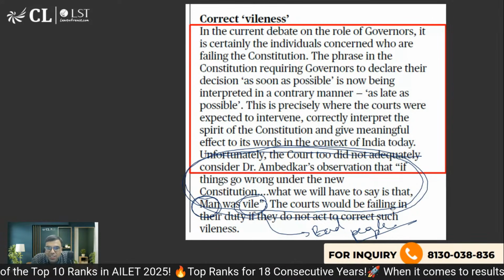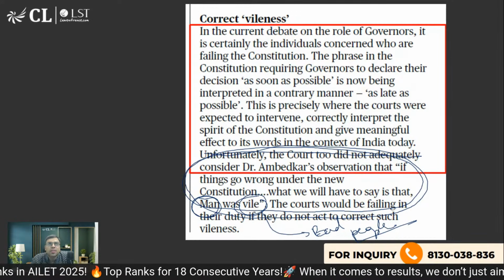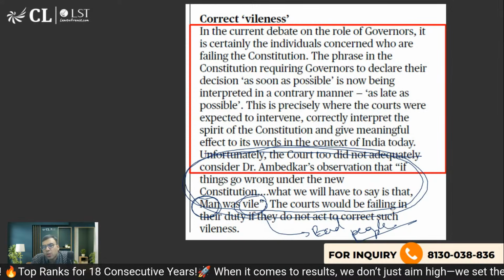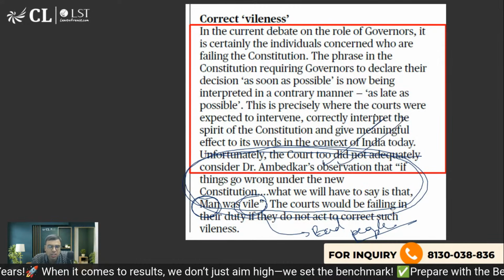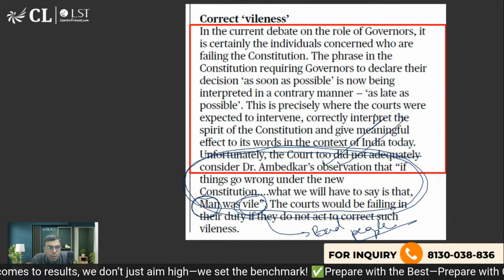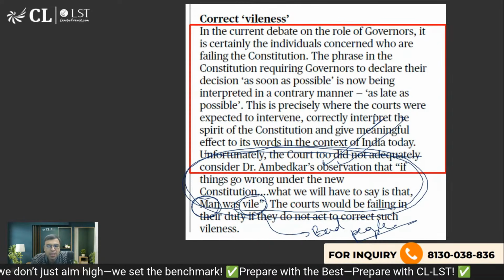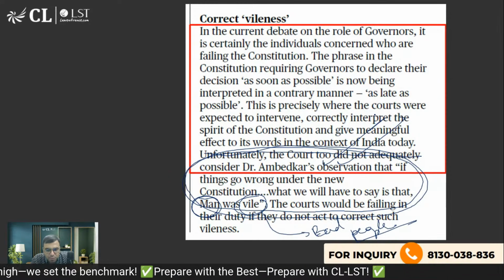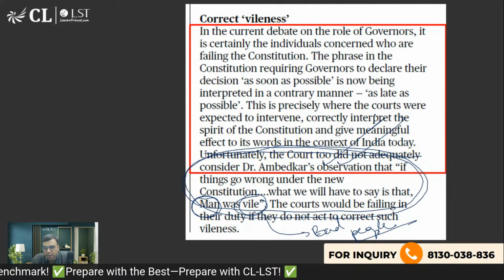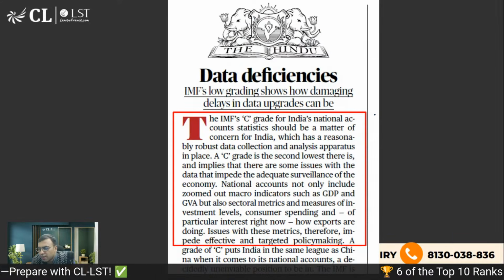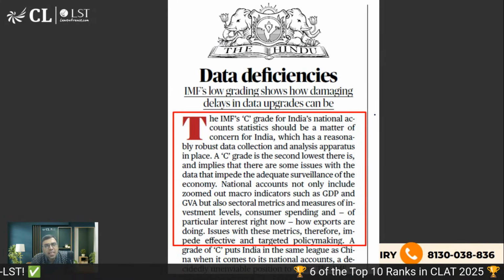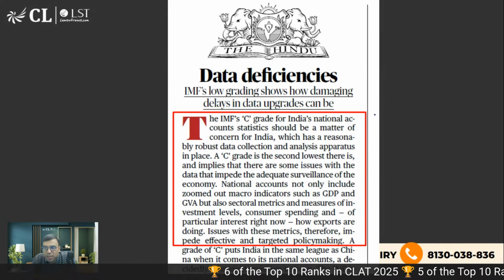We have seen a separate passage in CLAT, I think 2022 or 2023, as far as I remember. They gave a passage in detail about Dr. Ambedkar's speech in the Constituent Assembly on this thing. I'm sure you must be aware of that. Please see the previous year questions. That's very, very important. Even if you are preparing for next year, previous year questions are very important.